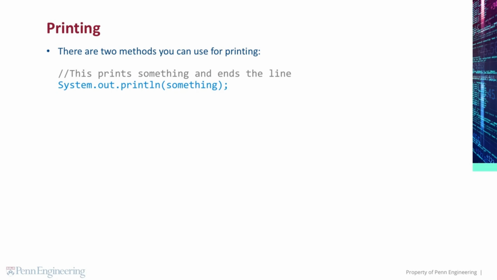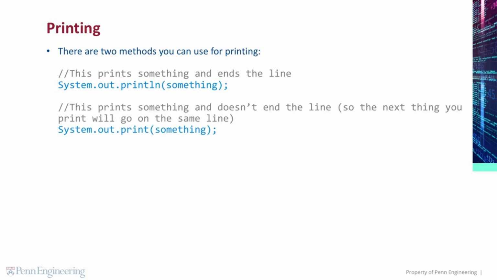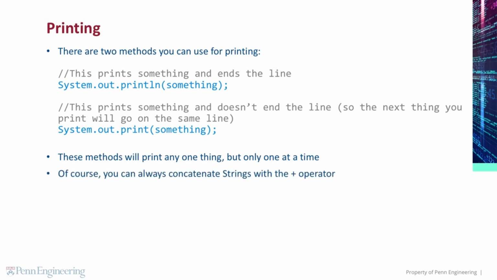There are two methods you can use for printing. This prints something and ends the line. And this prints something and doesn't end the line, so the next thing you print will go on the same line. These methods will print any one thing, but only one thing at a time. Of course, you can always concatenate strings with the plus operator.